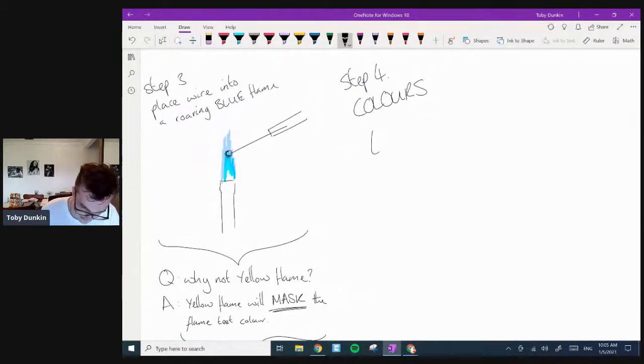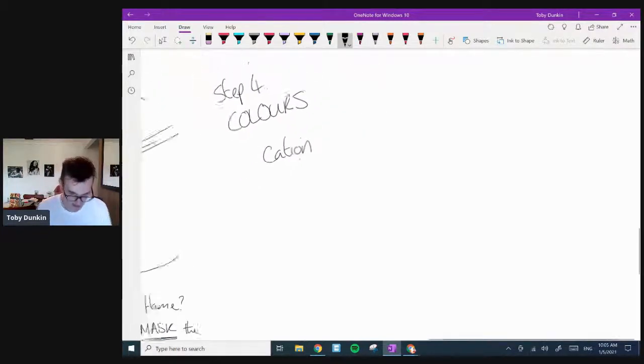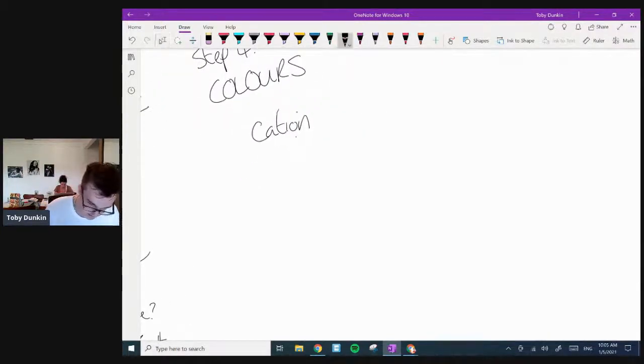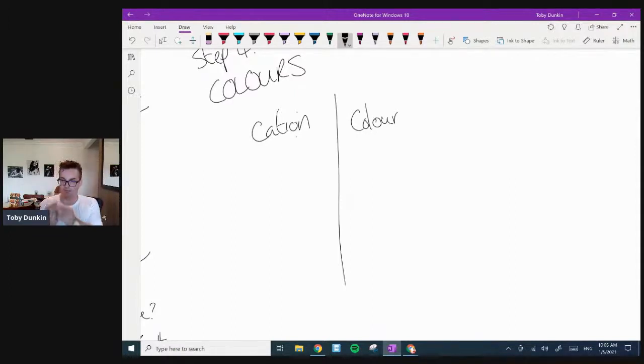So if you have lithium 1+, you are going to see, let's do a table again. We've got the cation present and the flame color. My pen's broken tip is making it terrible on the tablet. Cation lithium 1+ is going to give me the color red.